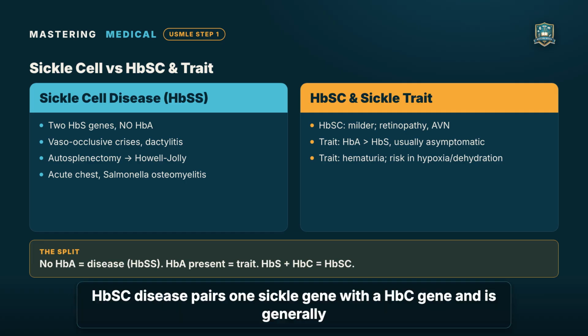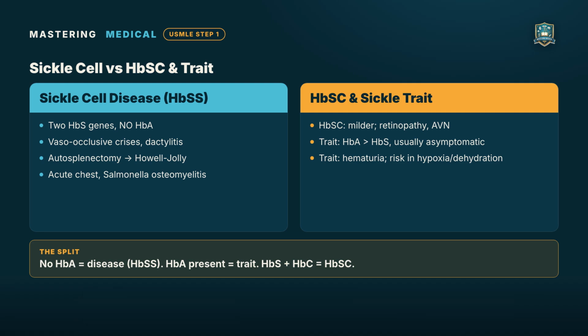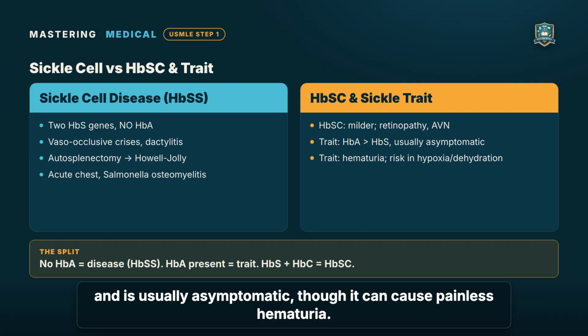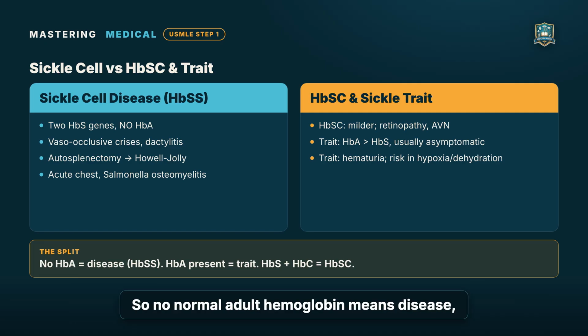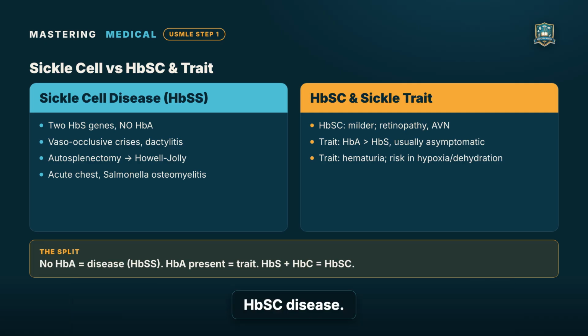Hemoglobin SC disease pairs one sickle gene with a hemoglobin C gene and is generally milder, but watch for retinopathy and avascular necrosis. Sickle trait has more normal adult hemoglobin than sickle hemoglobin and is usually asymptomatic, though it can cause painless hematuria. So no normal adult hemoglobin means disease. Present normal hemoglobin means trait, and a hemoglobin C partner means hemoglobin SC disease.